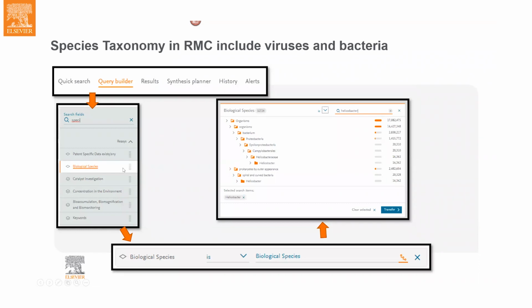So you go to query builder, you search for biological species, searchable field, type it, and go to the taxonomy. In the taxonomy, you can find the species, viral or bacteria against which you are interested in, or you can even go one level up or even two levels up and find all the family.